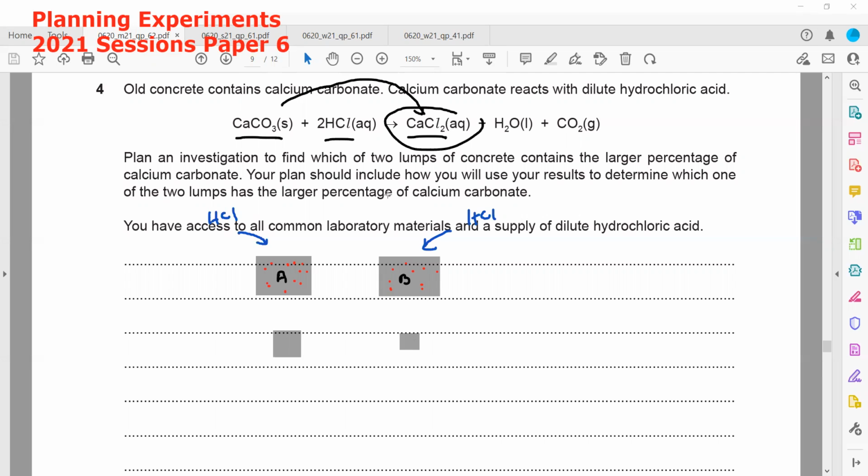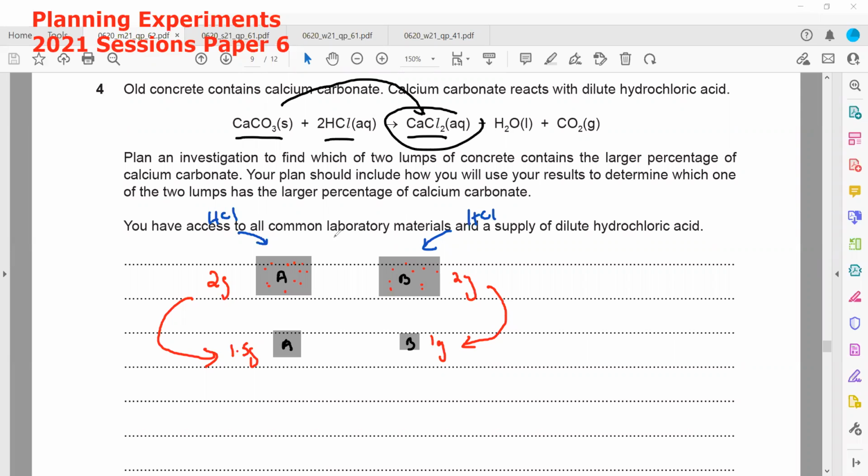How will we know which one contains a greater proportion or a greater mass of limestone, or calcium carbonate? So we'll compare the change in mass. For example, sample A is 2 gram, sample B is also 2 gram. Once we carry out the reaction, we add hydrochloric acid, then we filter and dry and we reweigh. For example, the mass after the reaction is 1.5 grams for sample A, and the mass of sample B after adding hydrochloric acid, say it is 1 gram.